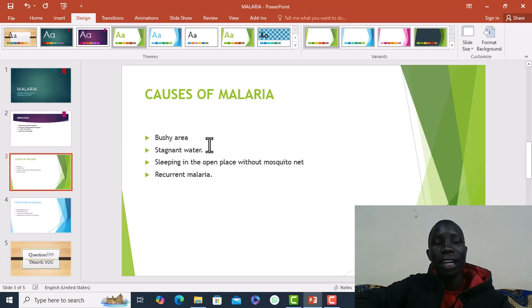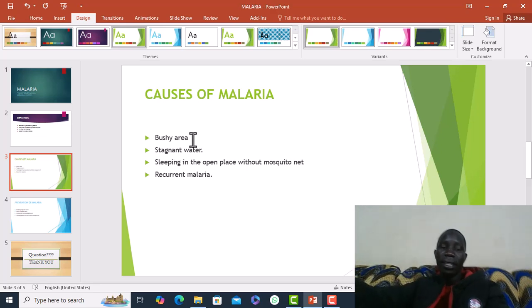The first is bushy areas. A bushy environment acts like a breeding place for mosquitoes. The mosquitoes breed and multiply in numbers, and they come disturbing us in different environments.